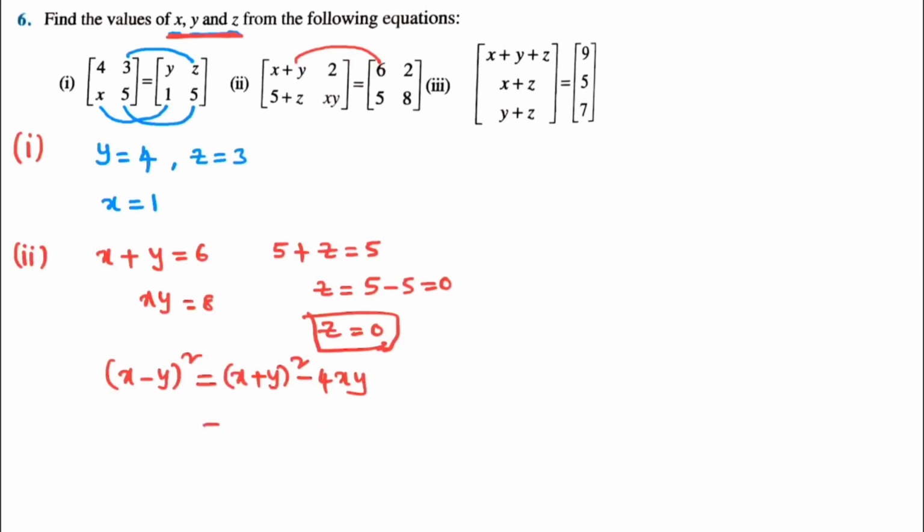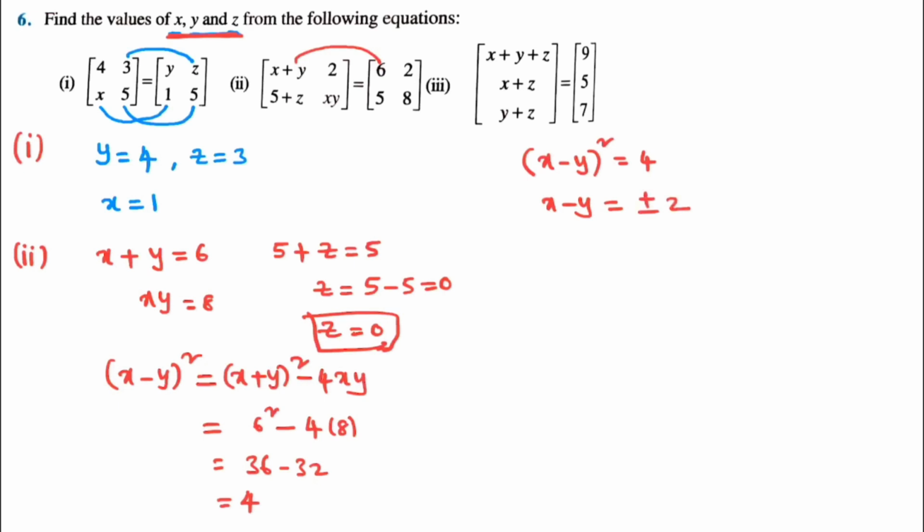Now substitute: x plus y value is 6, square, minus 4 into xy, which is 8. 6 square is 36, 4 8s are 32. What you will get here? 4. So I can write here, x minus y whole square equal to 4. From this, x minus y is plus or minus 2. So you got 2 equations here. First one is x minus y equal to 2. Second one is x minus y equal to minus 2. First equation and second equation I'll solve. Next first equation and third equation I'll solve.